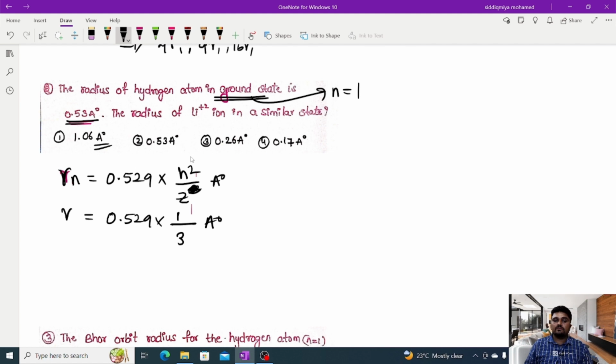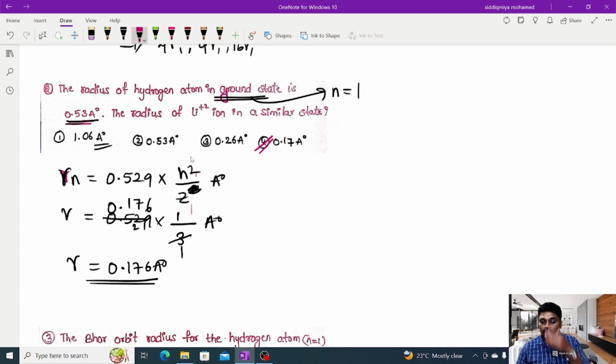Angstrom. So 3 ones are 3, so 2 remains. So 3 sevens are 21. Okay, so 1 remains. So 3 sixes are 18. So you will get radius equal to 0.176 angstroms. So what is the answer here? The fourth one is the answer.